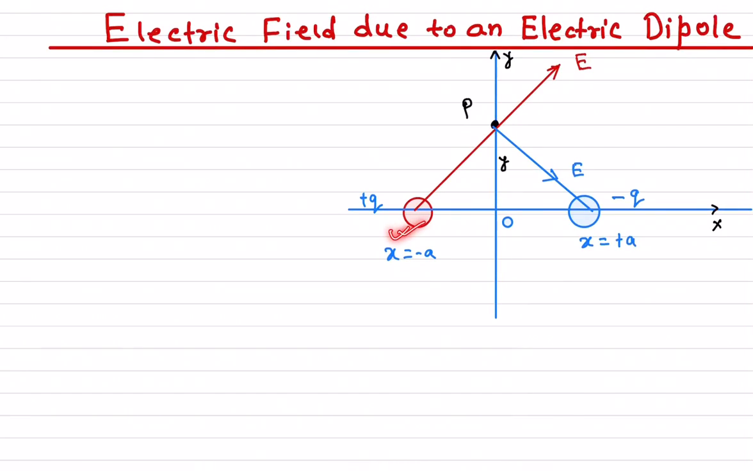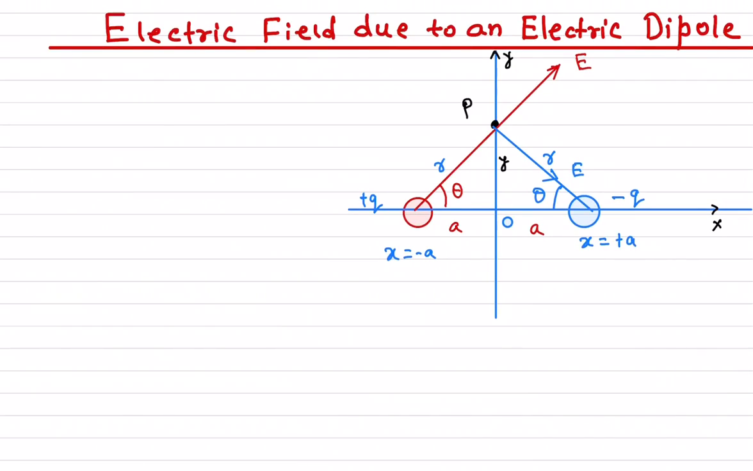As these two charges, the positive charge and the negative charge, are equal in magnitude, the magnitude of the electric field at this point due to both charges is exactly the same. Let's call this distance R, and this is also R. We also call this angle theta, and this angle will also be theta. And you know that this distance is a and this distance is a.